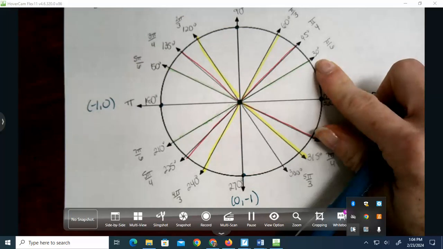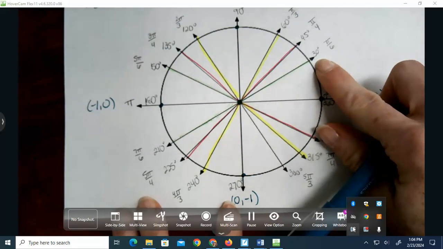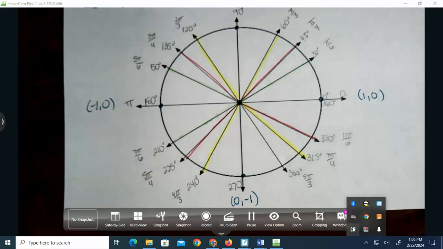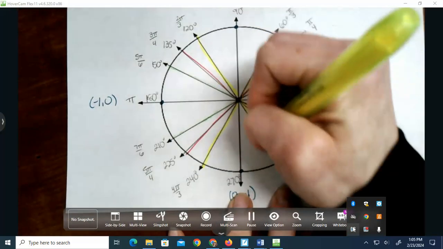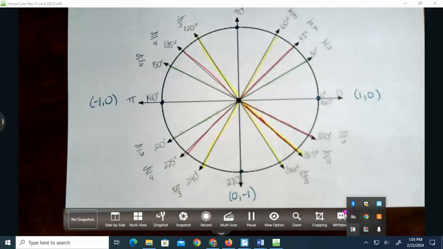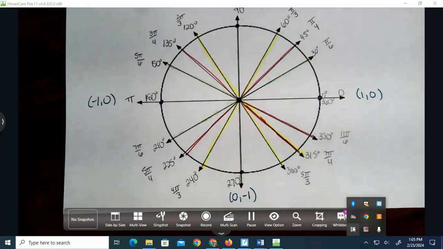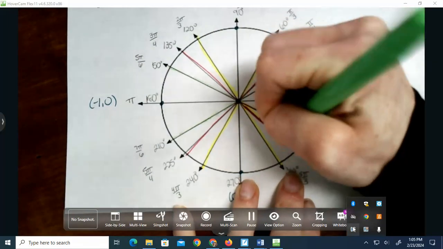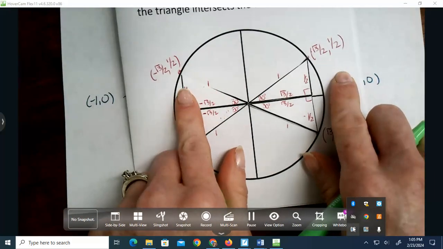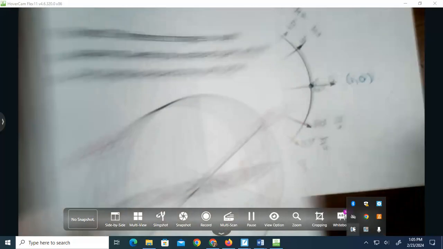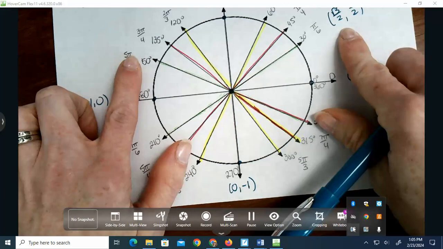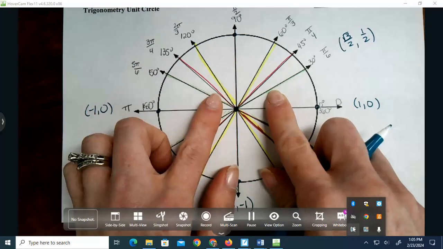Now, let's talk about when my reference angle was 30. Whoops, I labeled one of those wrong. So when my reference angle was 30, look at your picture that we just got done doing. What were my points? Yeah, radical 3 over 2 and 1/2. So the x was radical 3 over 2, the y was 1/2, and it was the same on all 4 of those. The only thing that changed was negatives, right?